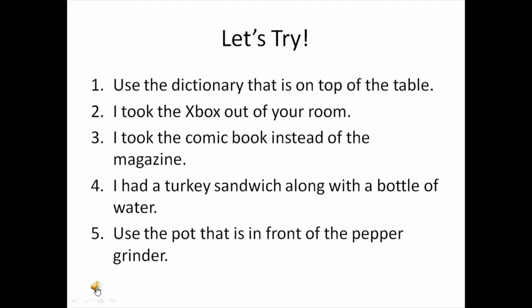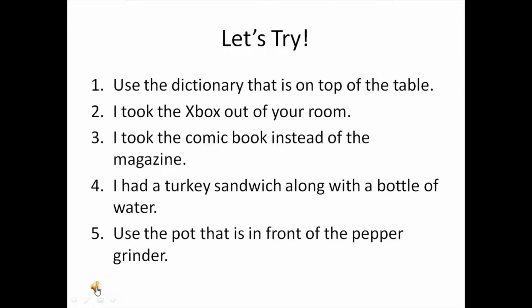Use the dictionary that is where? On top of. On top of is our compound preposition. Good job. Now let's look at number two. I took the Xbox out of your room. I took the Xbox from where? Out of. Out of your room. So out of is going to be our compound preposition.